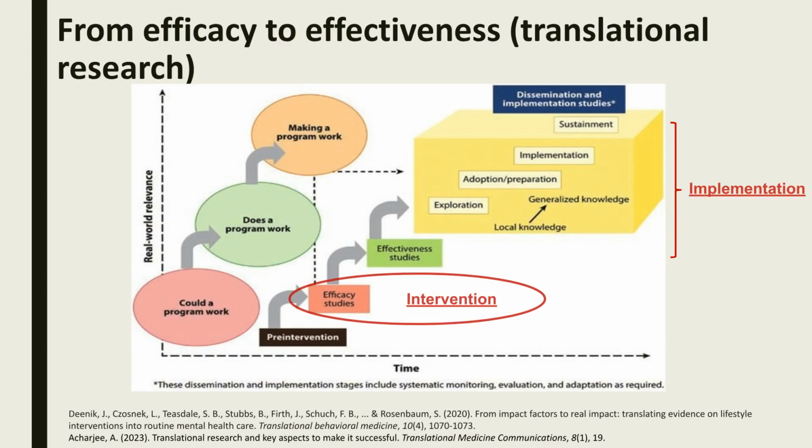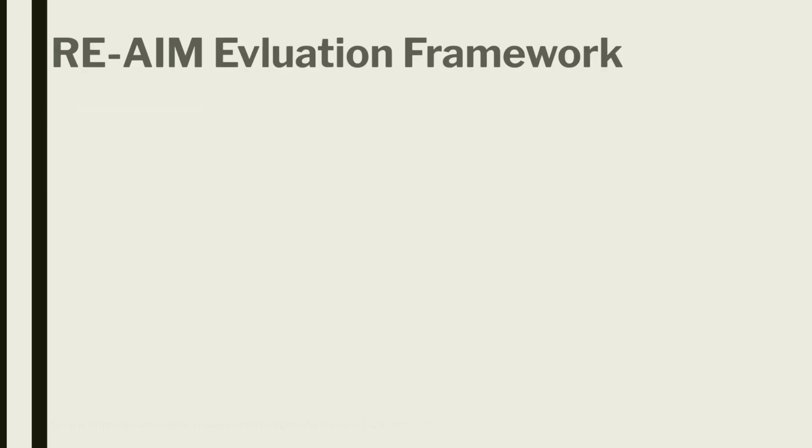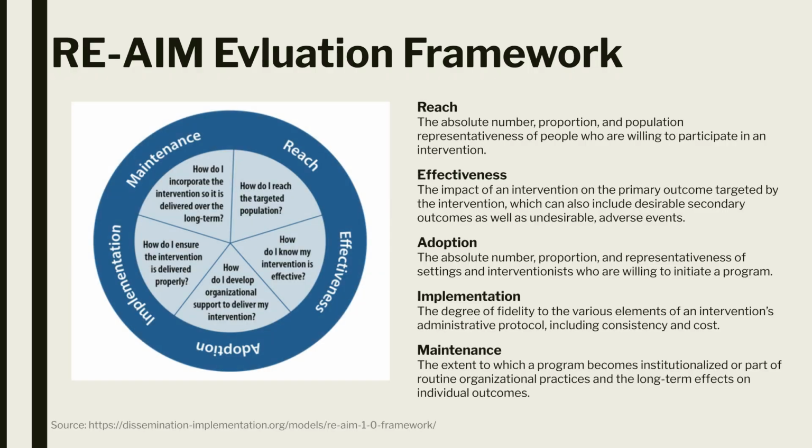Here is a diagram that summarizes the concepts we discussed. During the intervention stage, the primary focus is on evaluating efficacy, that is, determining whether the program works under controlled conditions. In contrast, during the implementation stage, the focus shifts to understanding how to make the program work effectively in real-world settings and across different contexts. Here's a framework that summarizes the outcomes of interest during the implementation stage. It includes reach, effectiveness, adoption, implementation, and maintenance.